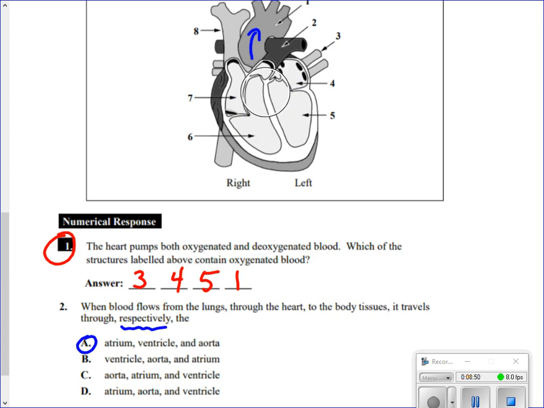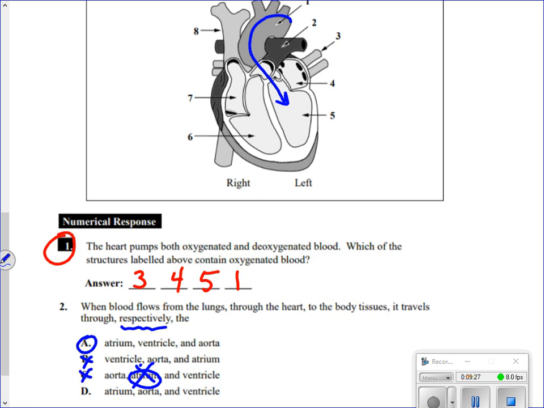B says that blood coming from the lungs would enter first a ventricle. Well, it can't enter the ventricle first, not without going through the AV valves here and here, so it would have to have gone through structures 4 and 7 before it gets into 6 and 5. So we can't have B. Answer C says that it goes into the aorta first. Well, that means the blood would be flowing the wrong way through that valve and then into a ventricle, not into an atrium, so can't be that one, going the wrong way.